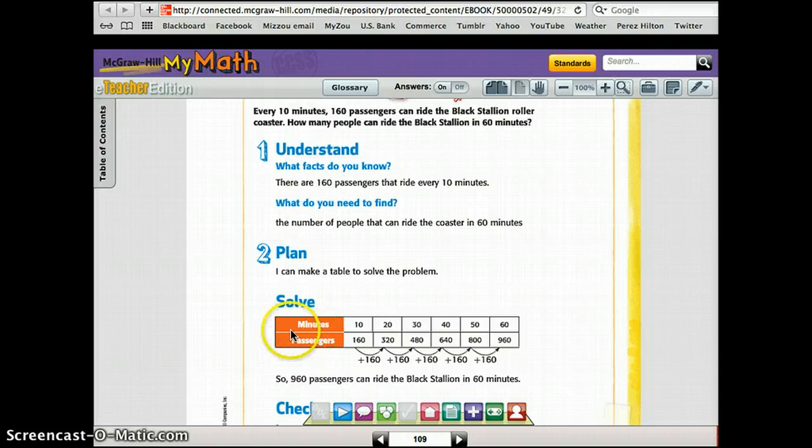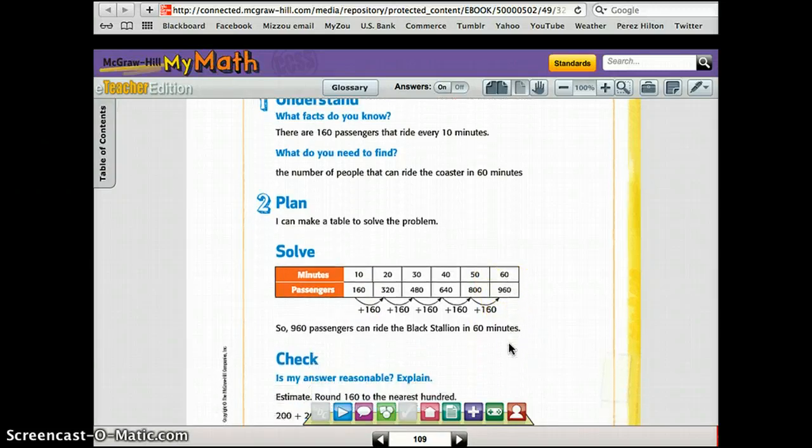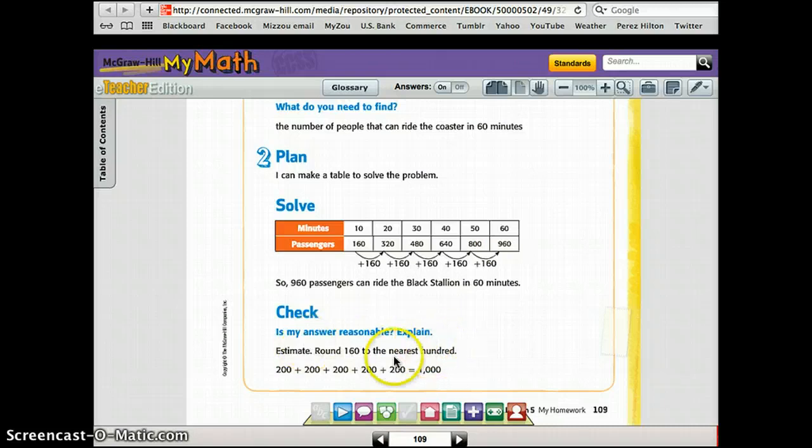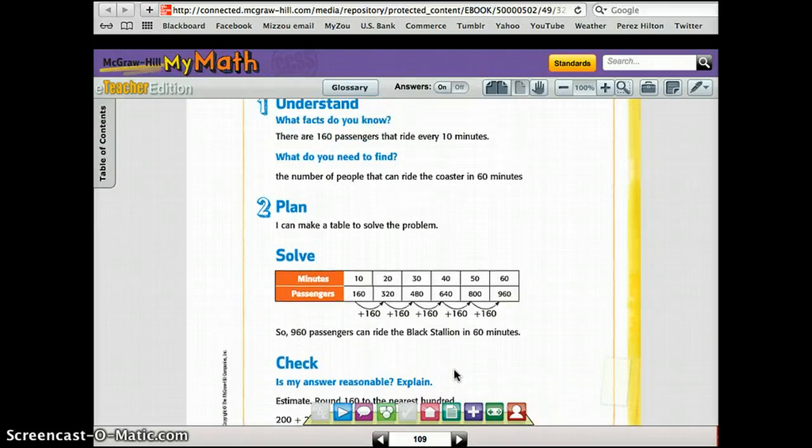This table is a horizontal table, so it's different than the one we just talked about, but it's similar to the one in the video. Same thing here, we're looking at that pattern, trying to figure it out. They organized it into minutes and passengers. They got all the way to 60 minutes, and they found out it was 960 passengers. Then you have to check it, your last step. Is it reasonable? We have to estimate. In this case, they rounded 160 to the nearest 100, which would be 200. It was about 1,000 people. You also have to think about, is it logical that 1,000 people could ride this roller coaster in 60 minutes? So make sure you're working through all of those steps.